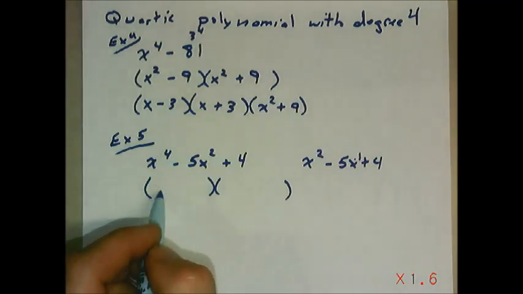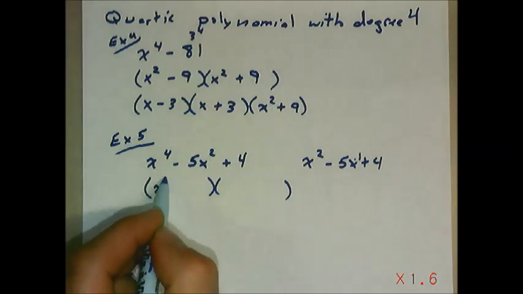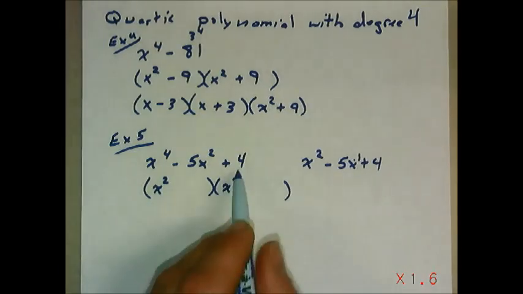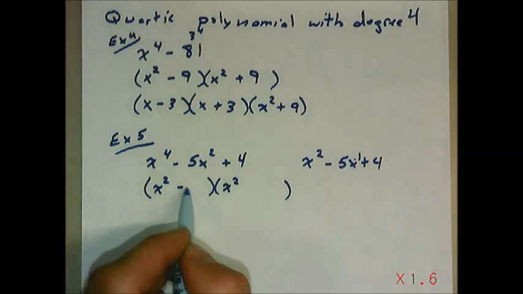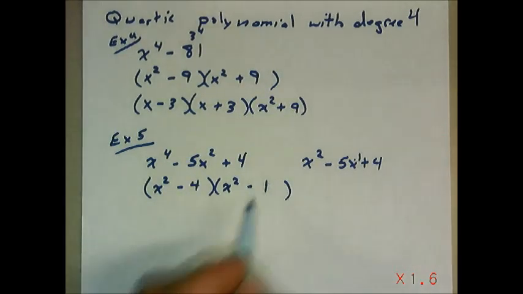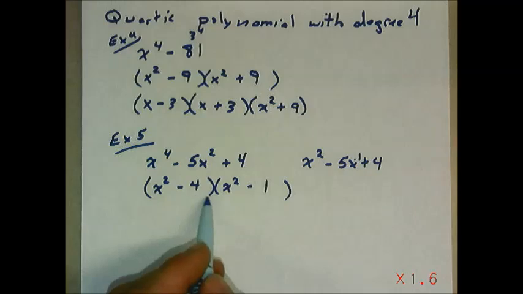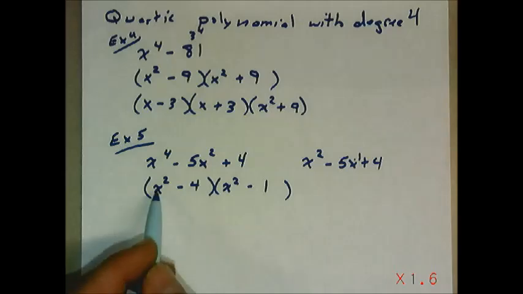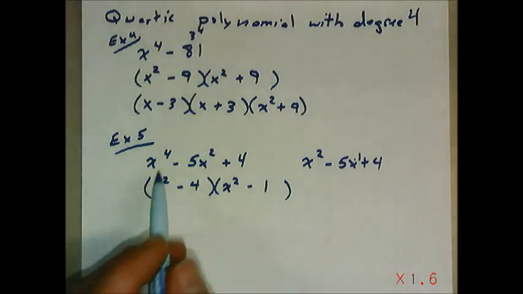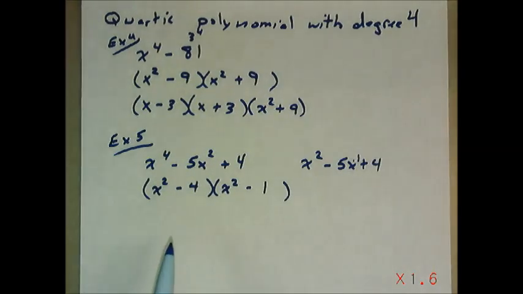So we're going to factor our x to the 4th to get our first two terms. Here we get x squared and x squared. We're going to factor a positive 4 to get to a negative 5, and that's negative 4 and negative 1. Notice if I multiply these two together, I get negative 4x squared. If I multiply these outsides together, I get negative 1x squared. And adding those together gives me that negative 5x squared.